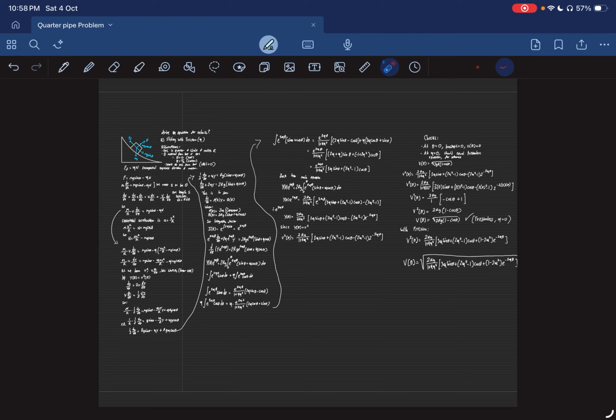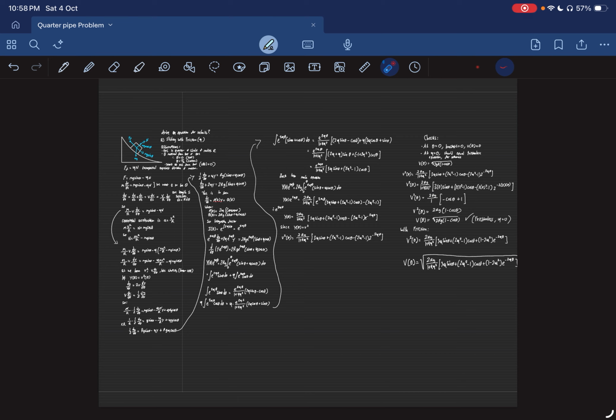Okay, so I've officially derived it. I proposed a problem: what if we have a box sliding down a quarter pipe? How could we get an equation for the velocity? To be fair, I did see this problem done by someone else online, but I did not see the solution.